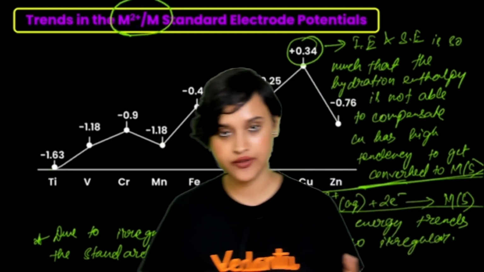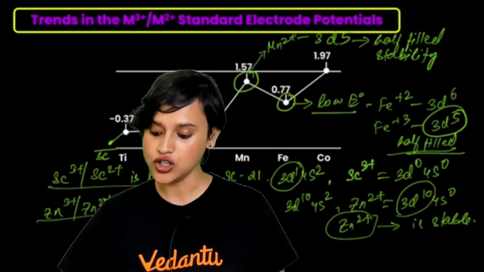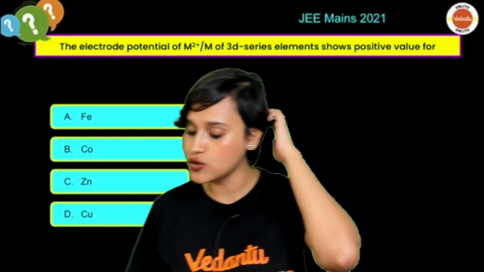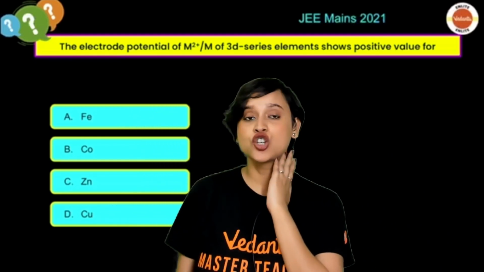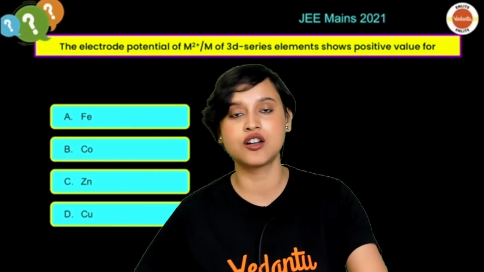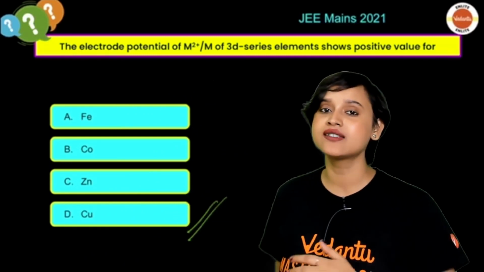Alright, everybody, now shall we solve a question here? Let's solve a question. The question is, the electrode potential of M2+ to M of 3d series elements shows positive values for which element? As you know, the answer is copper. Why is the answer copper?